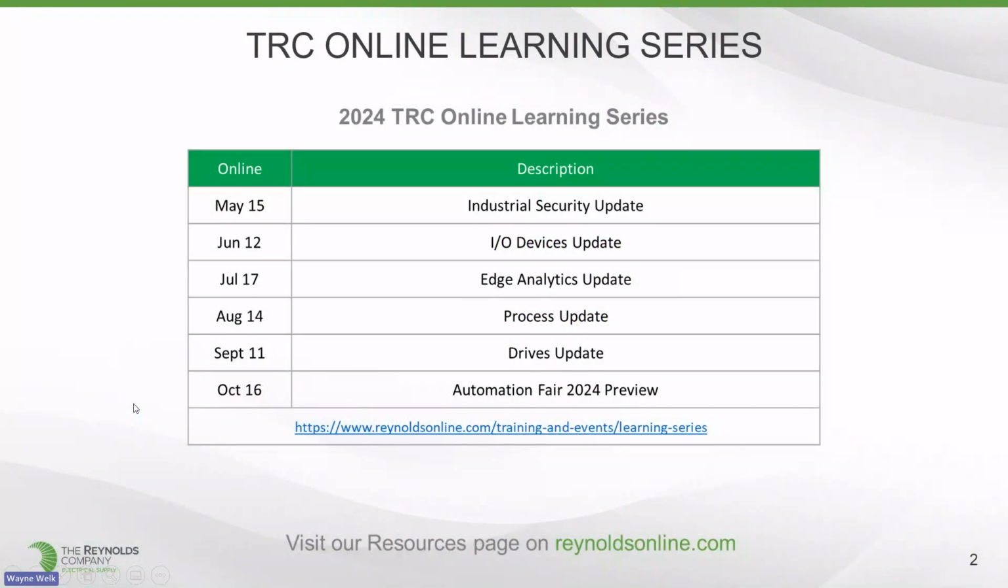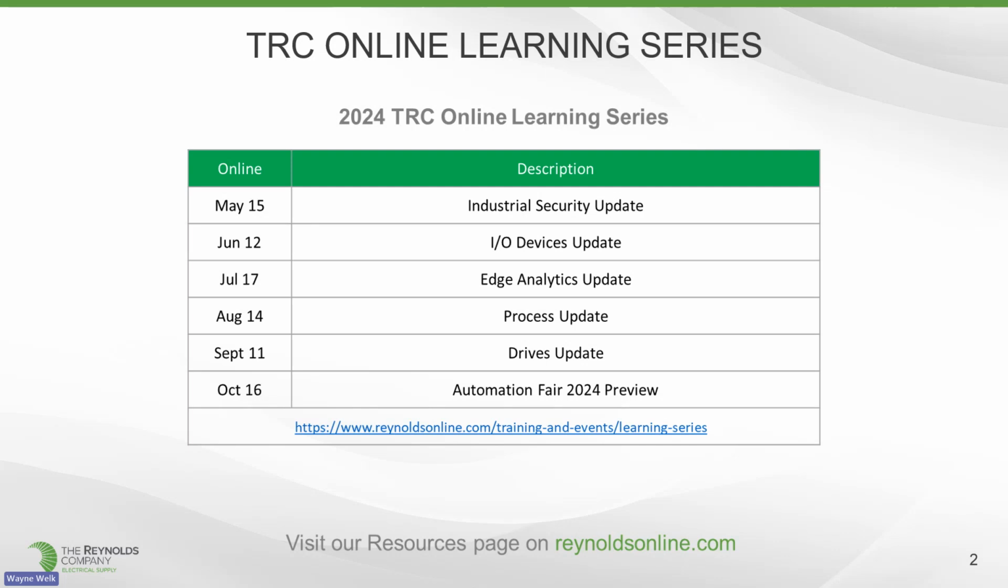Get the right screen going. So as we always show, our learning series schedule, we only have a couple of topics left in the year. We traditionally end our learning series season in October because once November comes, there's Automation Fair, and then December is holiday mode. So we usually wrap up around October.